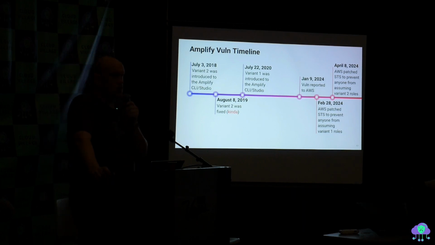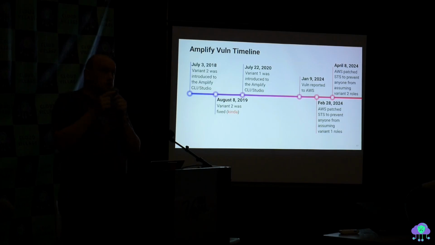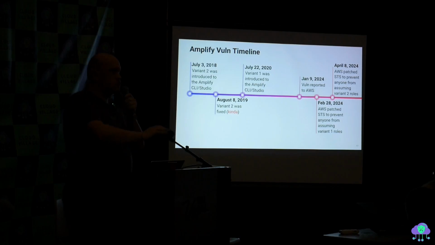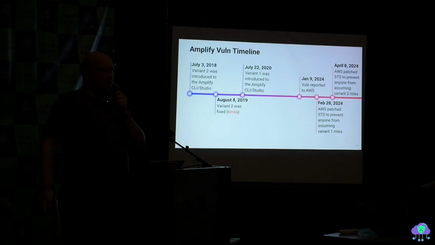They did the same thing where you can no longer create trust policies that are vulnerable to this misconfiguration. The API will actually reject it. But also, they made changes to STS itself to prevent you from being able to assume a vulnerable role. So even if you were an Amplify user, you had a variant 1 or 2 role in your account, someone from a different AWS account cannot assume that role.